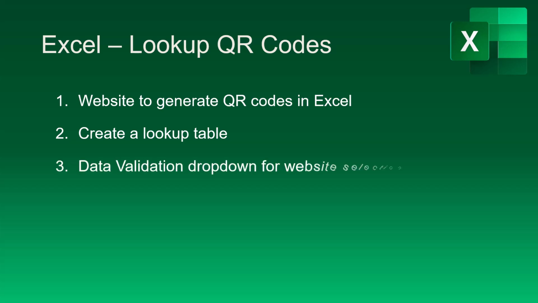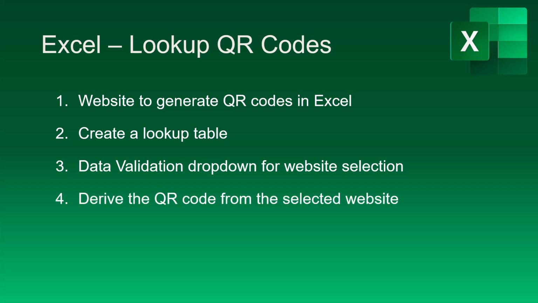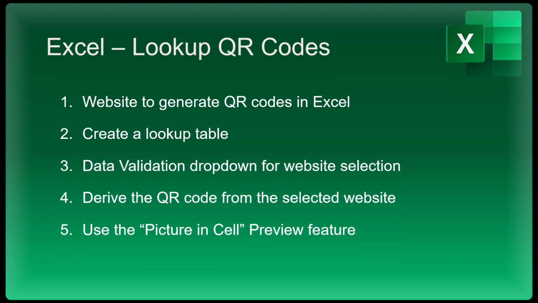We'll use a data validation drop-down list to let the user choose from a list of friendly website names, but then incorporate a lookup function to take that user selection, find it in the lookup table, and bring back the QR code. Lastly, we'll use the picture in cell preview feature to take the QR code discovered by Step 4 and display it in a different location in our workbook.